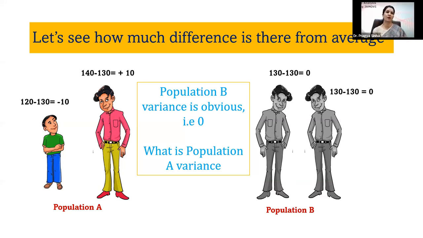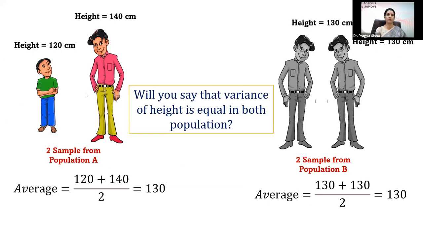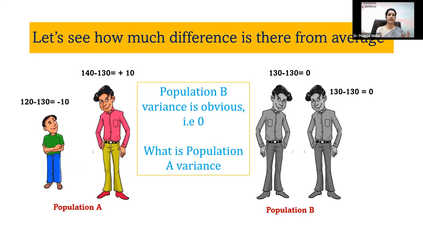Let's see, I am only concluding right now because I don't know what about your end. We cannot say that the variance is the same in both populations. Definitely the variance will be different. You can see the variance I have described. This was the first slide and this was the second. The mean was 130. So how have I taken out the variance?